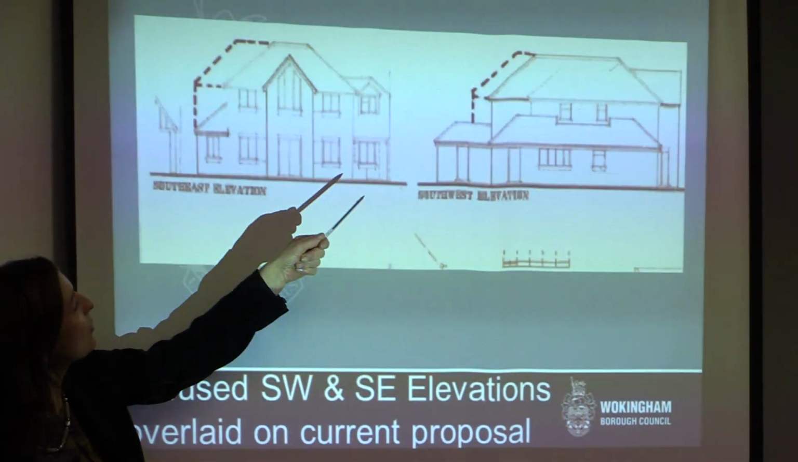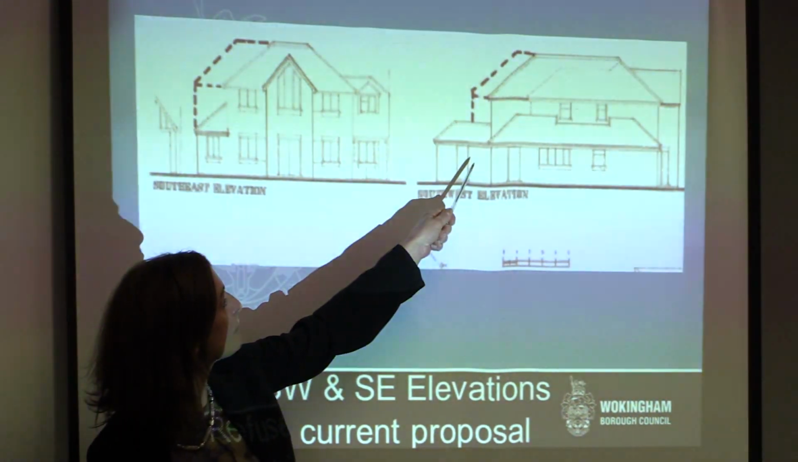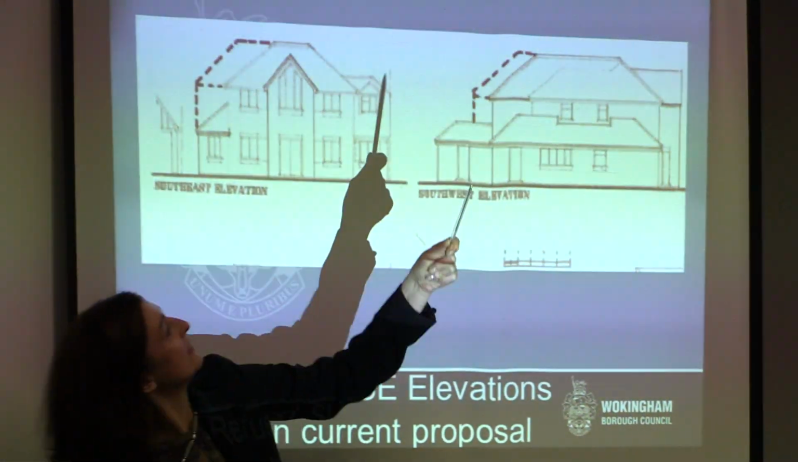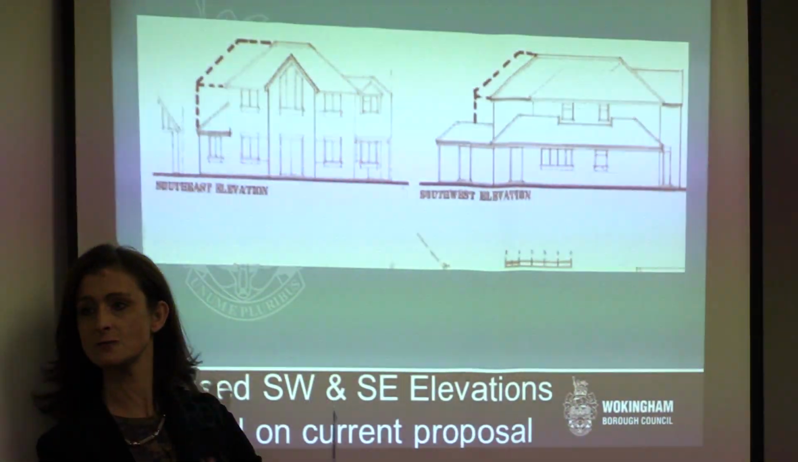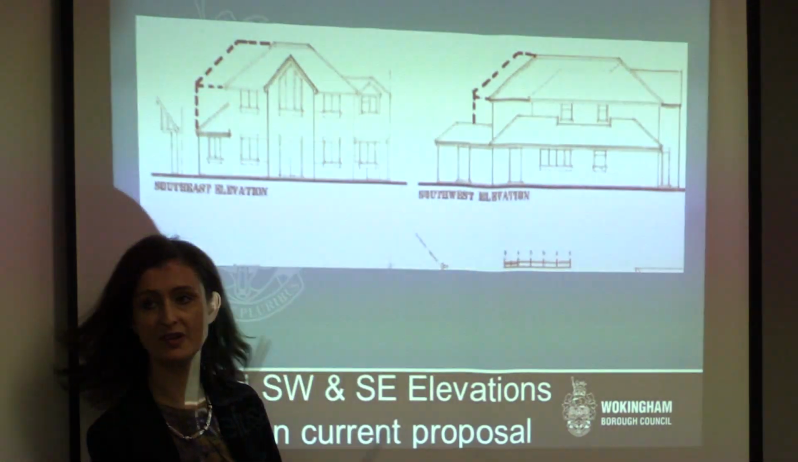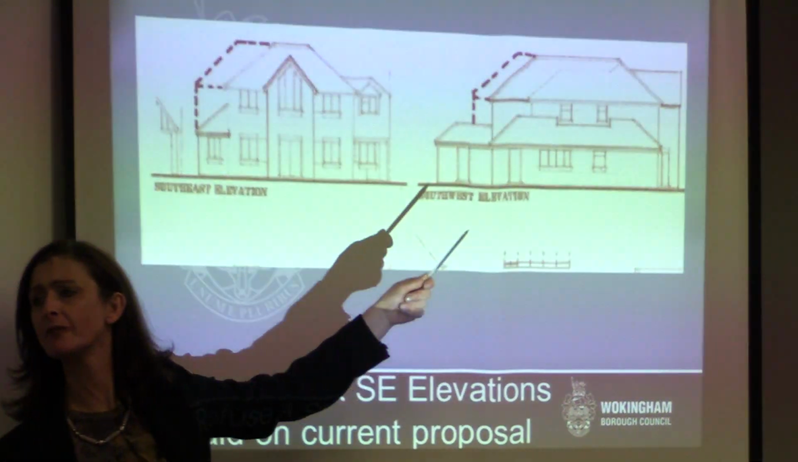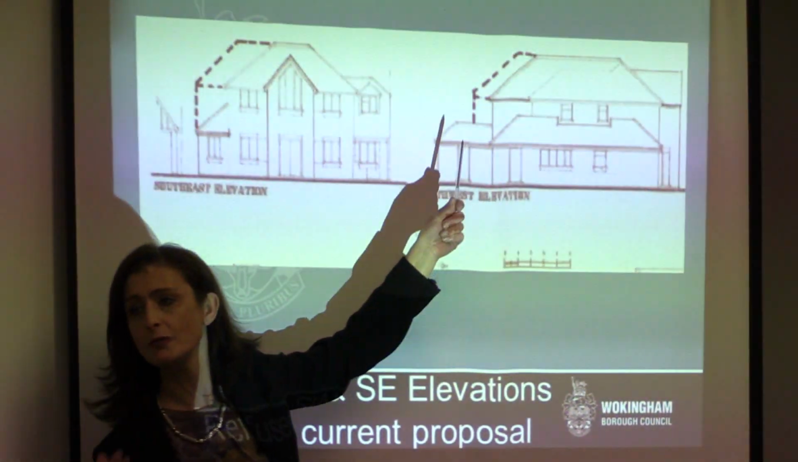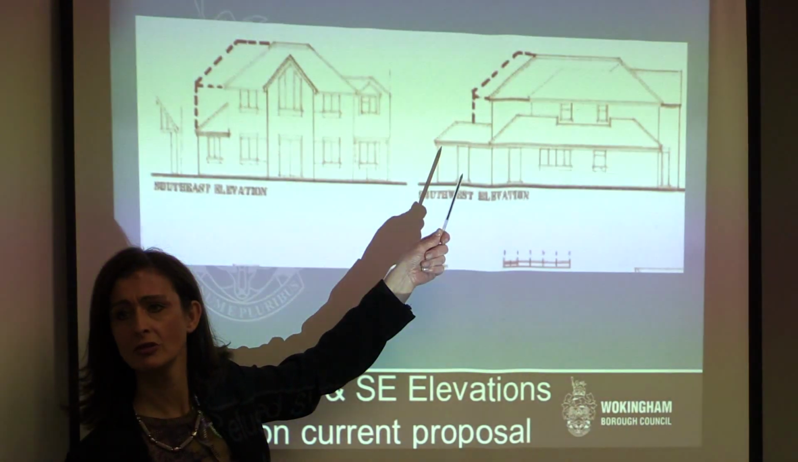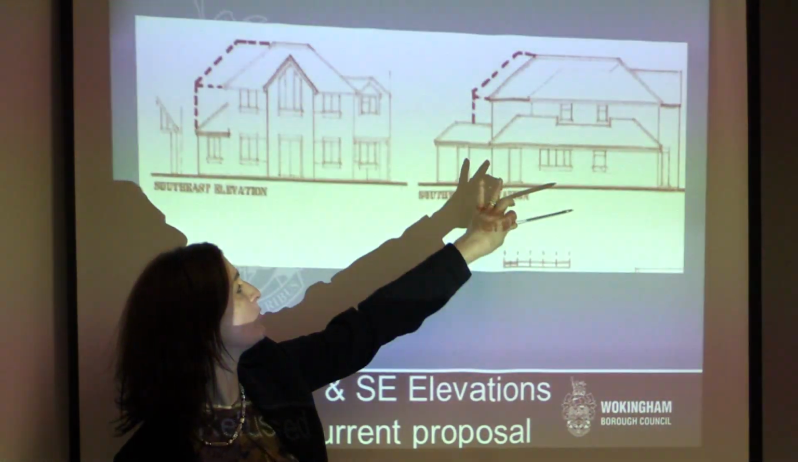Okay. So if you look at it from the rear, what was previously proposed came right out here. So this elevation, this two-storey element, came right out to the boundary. Now it doesn't, so it's set off the boundary by just a single-storey bit. So it's coming away from the boundary quite considerably. Also, the depth of the rear elevation has reduced.